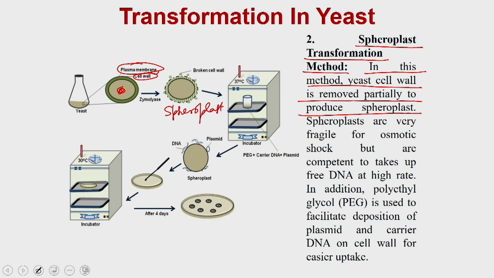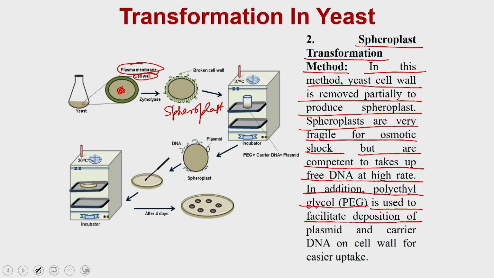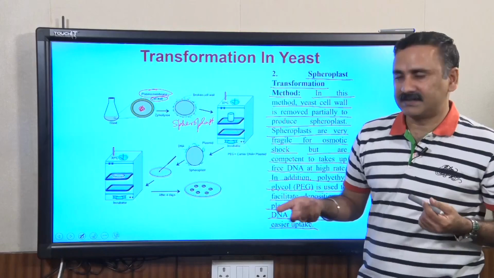Once you do any such treatment and remove the cell wall, the remaining cells are going to be very fragile, especially to osmotic shock. But these cells are ready to take up free DNA at a very high rate. In addition, you also add polyethylene glycol, a substance which facilitates the entry of DNA as well as the carrier into the cell and allows easier uptake of these products.